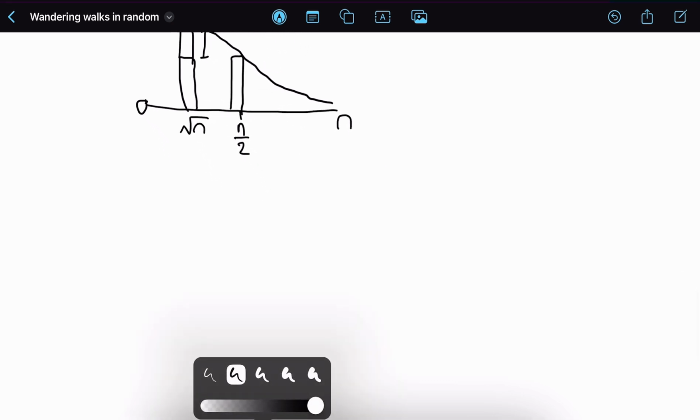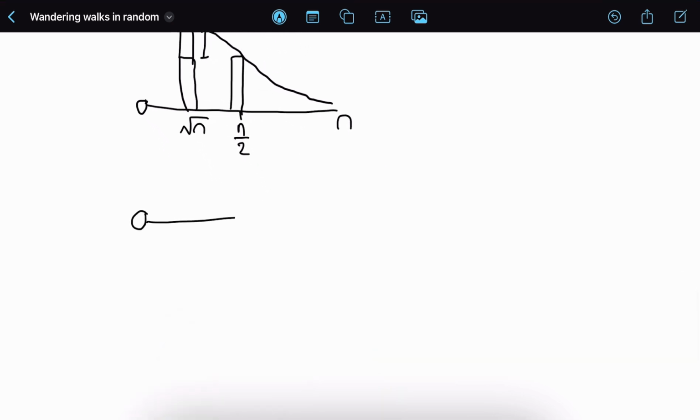Let's say we are at I units away from the origin, and we have already taken n steps of random walk. What is the probability of ending at I units away from the origin after taking n steps of random walk?